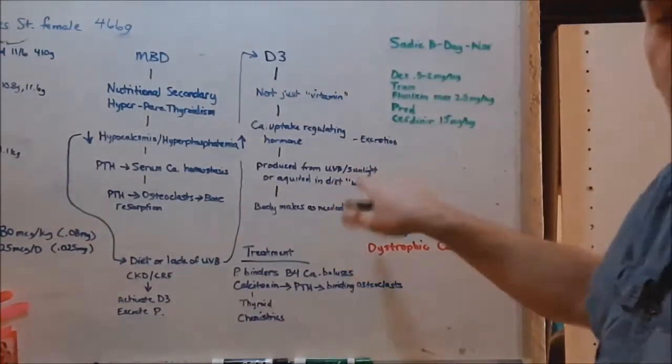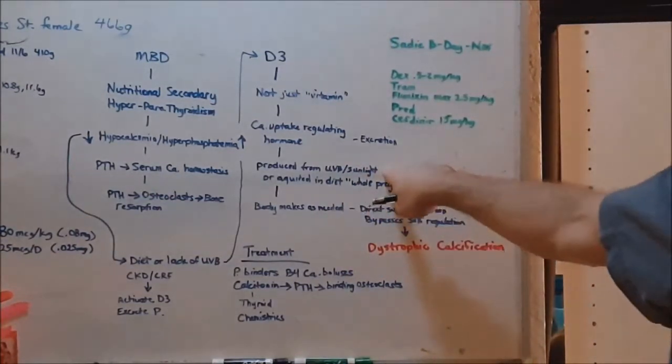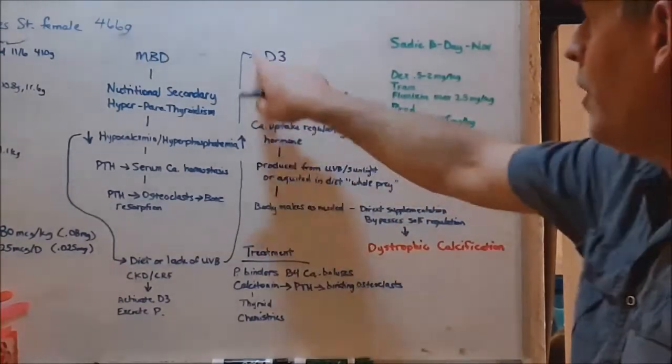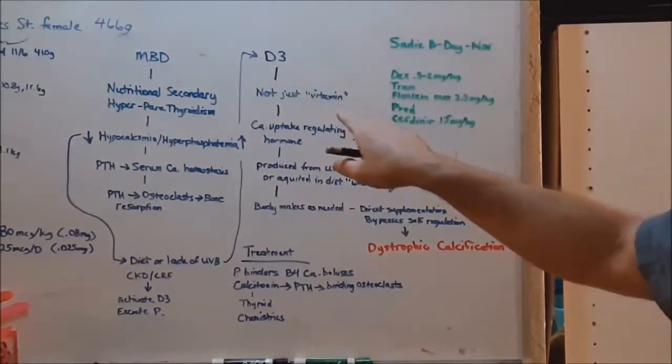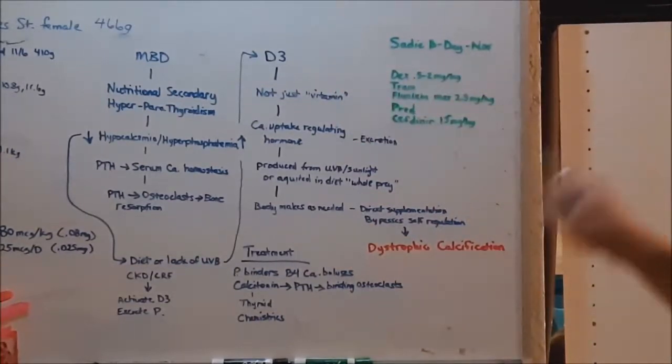Do not mess with D3. If you get yourself a quality UVB lamp, or your animal has access to natural sunlight, you are not going to need a D3 supplement. If you're doing things the right way, you should not have a D3 supplement.